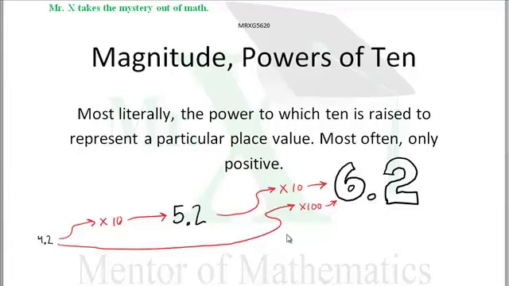Now, what's the relationship between the 4.2 and the 6.2? Well, the 6.2 is 100 times the energy of the 4.2 earthquake.